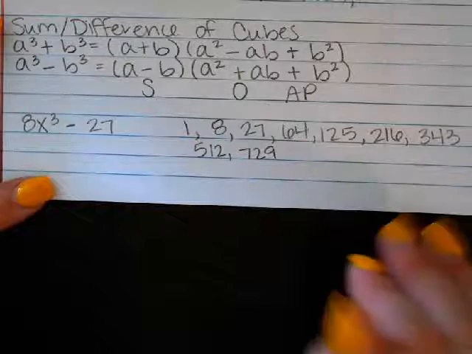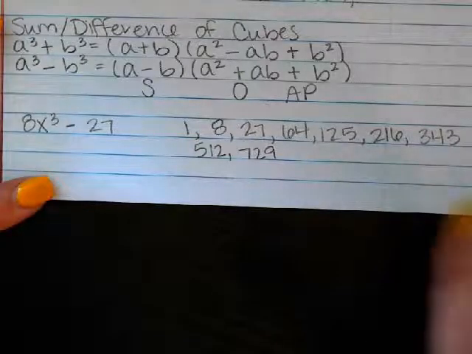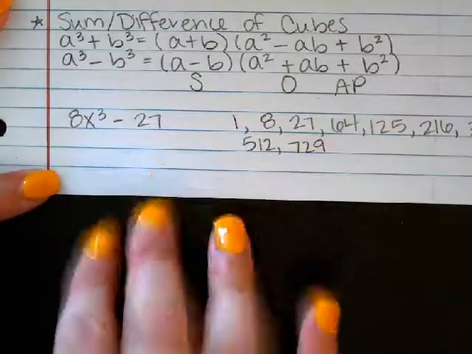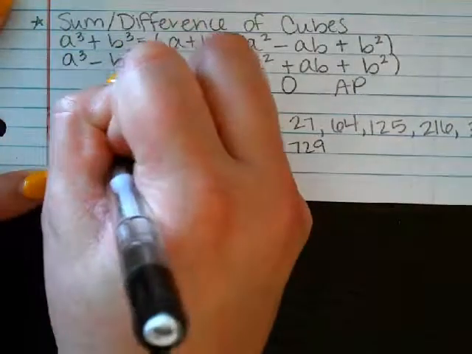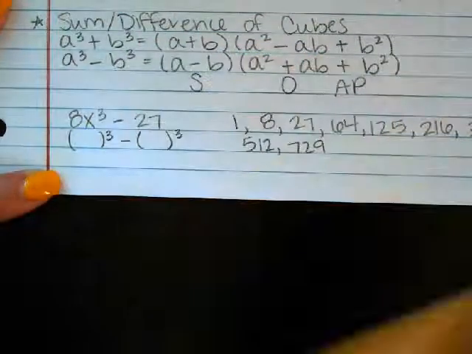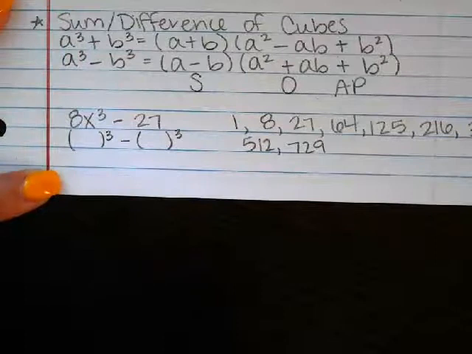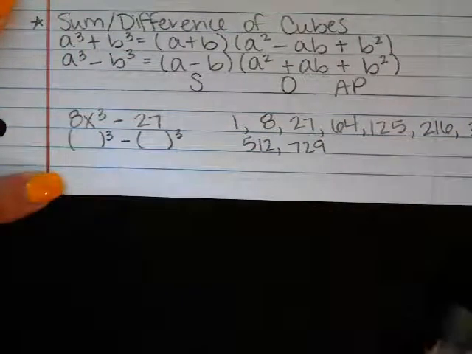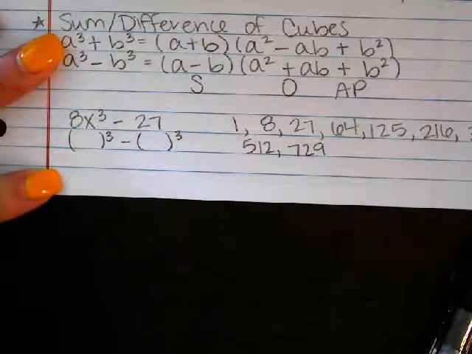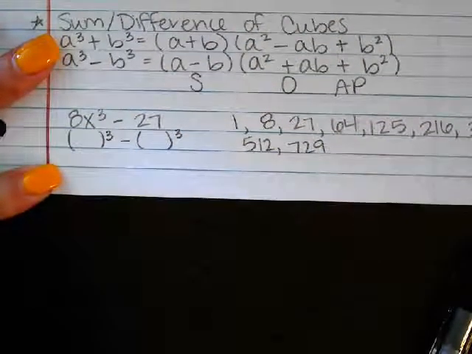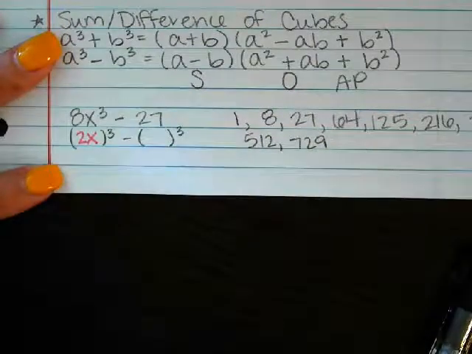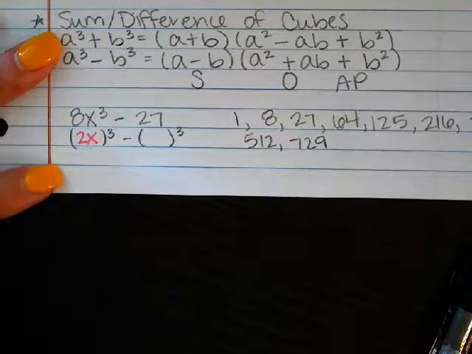All right, so here's what we're going to do first. When we start these problems, we're going to do it in colors so you guys can see how the pattern works, because the formula looks funky until you see the pattern. So 8x cubed minus 27, I'm going to rewrite this in my two colors. 8x to the third is really just 2x to the third, right? 2x times 2x times 2x, that's how they got 8x cubed. 27 is really just 3 to the third.